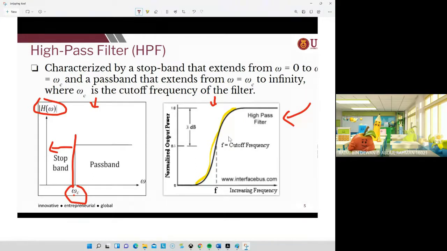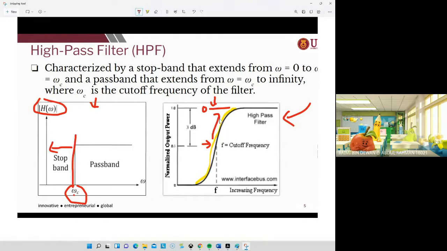So actually you cannot get a flat response like this. This is the HO1, so this is your cutoff frequency. You need to see from 0 dB to 3 dB, and starting from here will be your cutoff frequency.